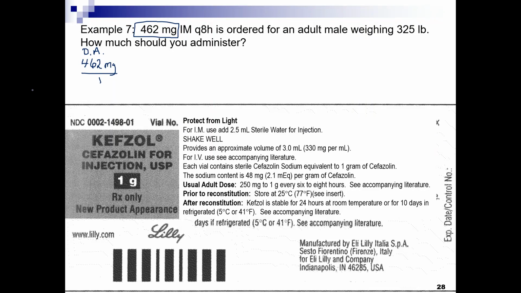Now I'm going to look at my label because I'm going to need the dosage strength in order to do the conversion. The first thing that I see is in this black box, I see 1 gram, but I have an issue there. It does not give me a conversion. It does not give me a milliliter amount to go with it. So I'm going to go over to the fine print, and I first read for IM use, and that's encouraging because my order is for IM, so I'm reading the right information. It tells me to add 2.5 milliliters of sterile water for injection. So this is the amount of water to reconstitute.